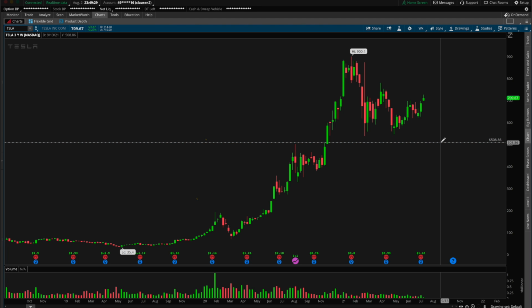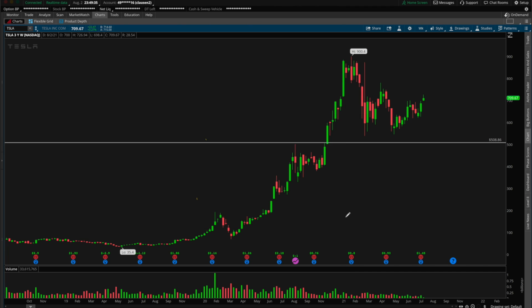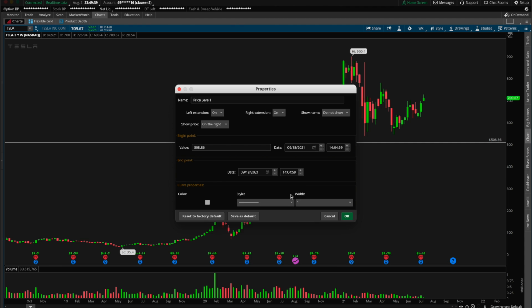You can come here, right click on your line and edit properties to change your style. Some people like it with a straight line, no dots. Personally, I am a fan of the dotted line. So that's what we'll be using today.